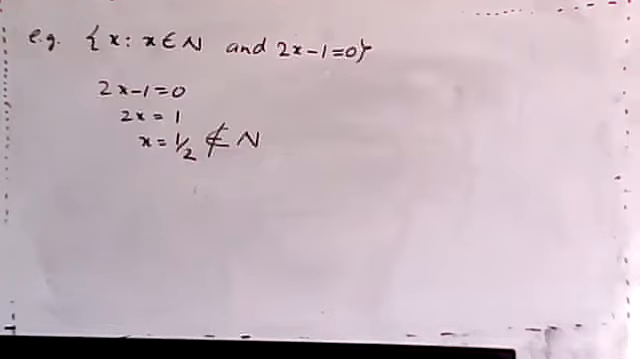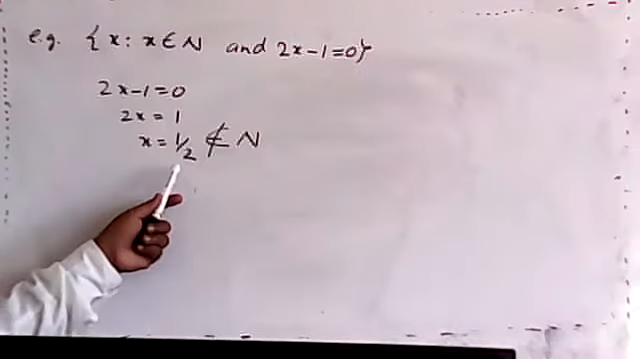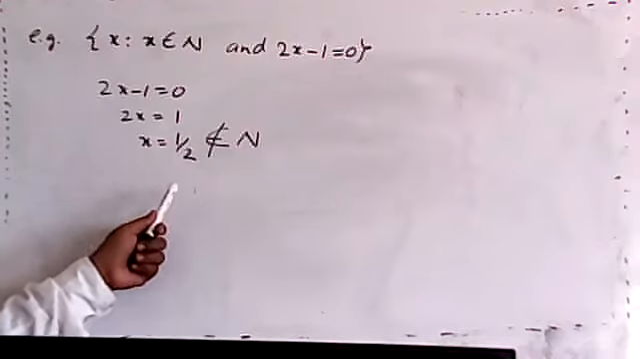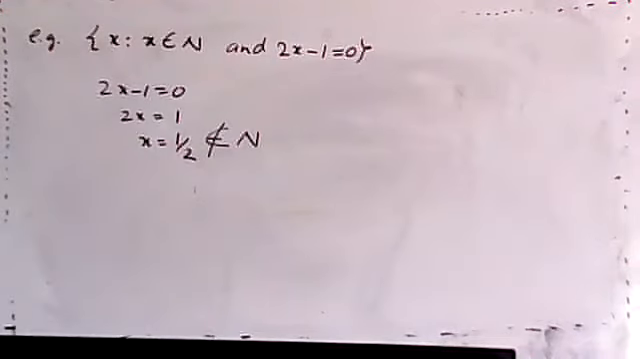Understood now? No problem? 1 by 2 is a rational number. We want what? Natural. It is not natural, but it is a null set, of course, and it is finite. It's a null set and it's a finite set. According to the definition of a finite set, a set may be empty or a set may have countable elements. Good.